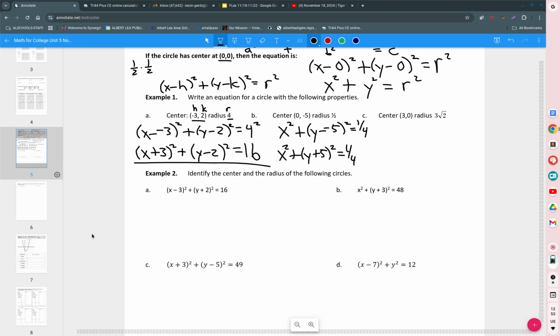The next one, the center is at 3 for x, so is it going to be an x minus 3 or an x plus 3? x minus 3. And then since the y value is 0, it's just going to be y squared. And then we have to take 3 roots of 2 times 3 roots of 2. 3 times 3 is 9. And what's the root of 2 times the root of 2? The root of 4, which is 2. So you get 18 out of that.